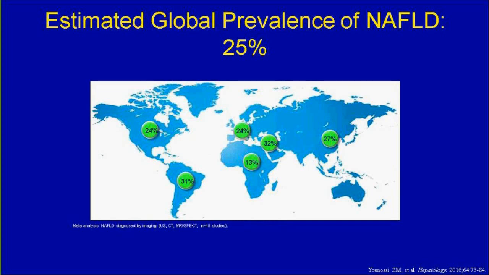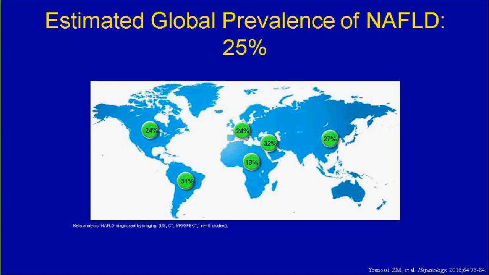Now, in terms of the global prevalence, the most common liver disease in the United States is not hepatitis C, despite what the drug company advertising makes you think. It's fatty liver. 1 in 4 people in this country has fatty liver. But more importantly, 1 in 4 people on the planet has fatty liver. And it's interesting when you look at areas like Africa, where it must be zero because there's so much malnourishment there. Well, it's not. Even there, it's 13%. So it's not all just being overweight and eating bad food. There's genetics and environmental factors.